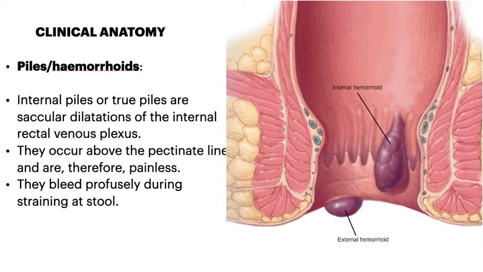Now, very important, what are piles or hemorrhoids? We have the internal hemorrhoid and the external hemorrhoid. The internal piles or true piles are basically saccular dilatations of the internal rectal venous plexus occurring above the pectinate line, and therefore they are painless. But they bleed profusely during straining at stool.